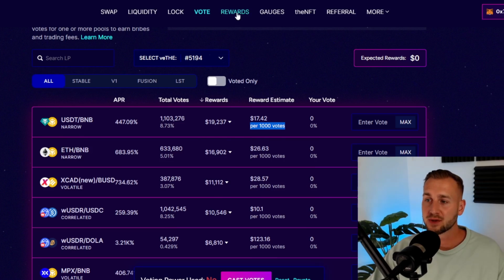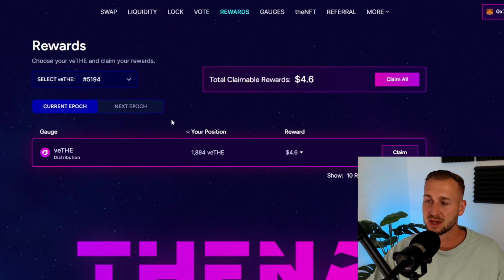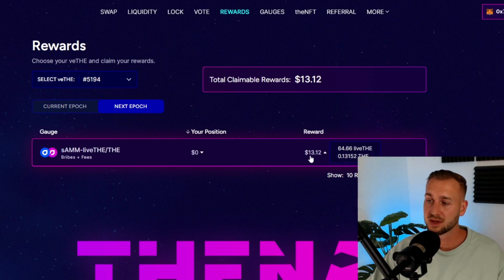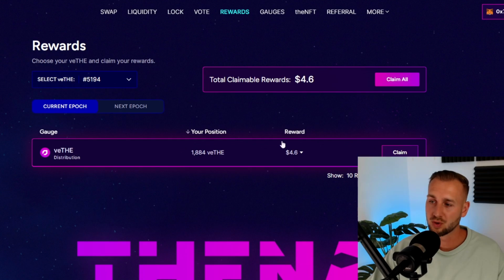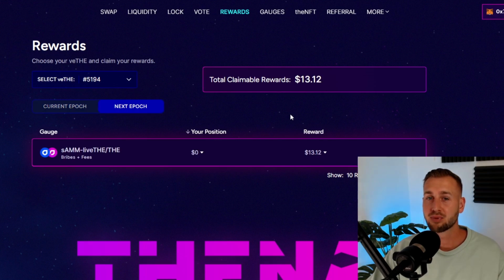2 things to show you now. The rewards page. I actually missed the vote in the previous week as I was away on vacation, but I did vote once I came home for the next epoch. So in the next epoch, those are my rewards, $13.12. And as you saw, the actual cost of this is only around $400 worth of tokens. So 1 week rewards totaling $13 is a pretty good ROI.